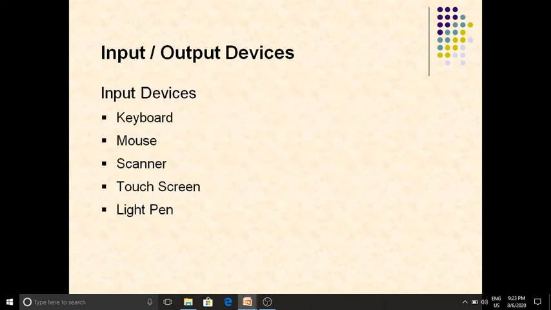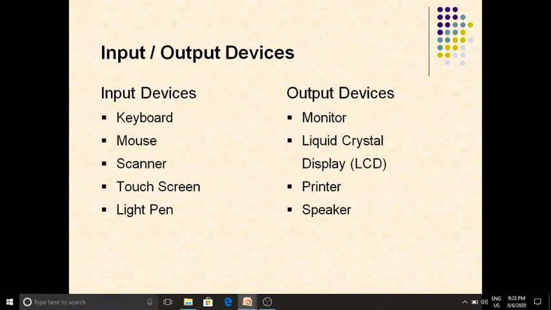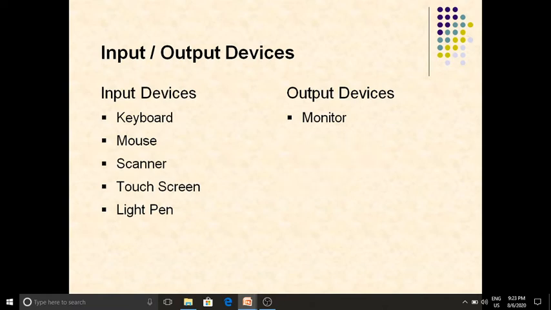So what are the input devices you have? Keyboard, mouse, scanner, touch screen, light pen. These are the input devices. The output devices you have are monitor, LCD, that is liquid crystal display, printer, speaker. Okay students, so this is the list of input and output devices you have in a computer system.